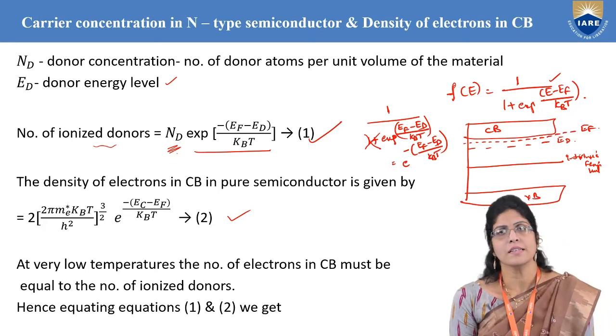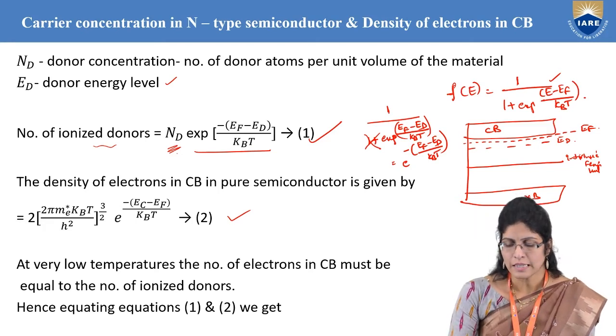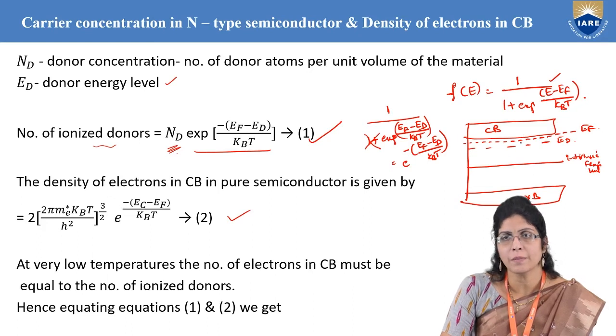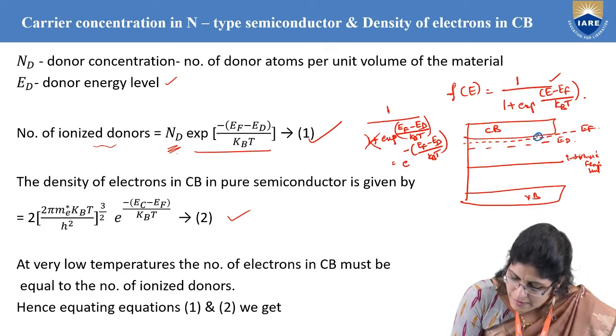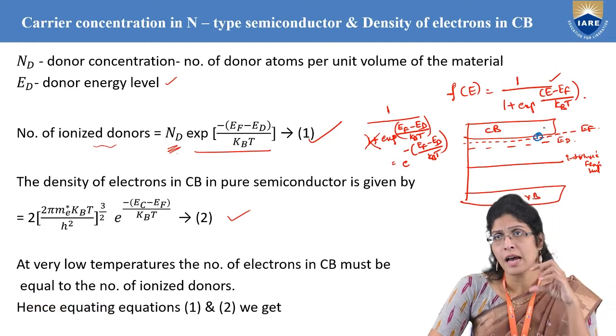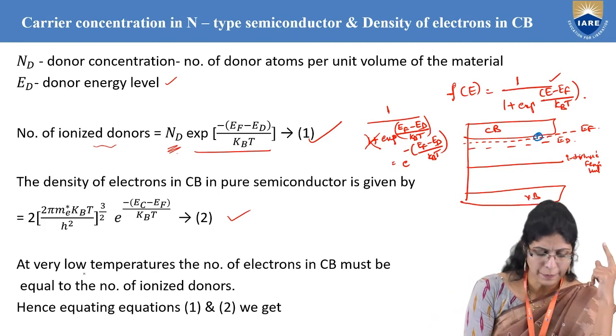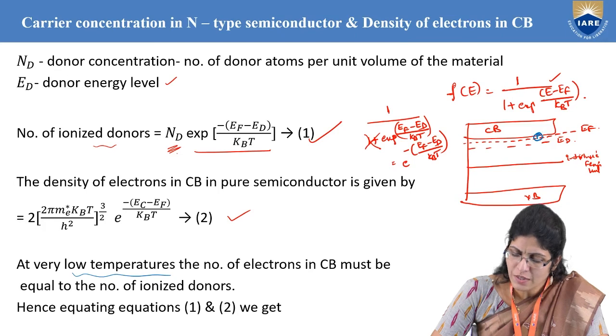Why are you considering this? Because at very low temperatures, the number of electrons in the conduction band will be equal to the number of ionized donors. Why? Suppose I am taking one phosphorus atom here. Because it is having one free electron, even a low temperature is enough for me. So even at a low temperature, this will offer its one electron, and this will now become a phosphorus ion.